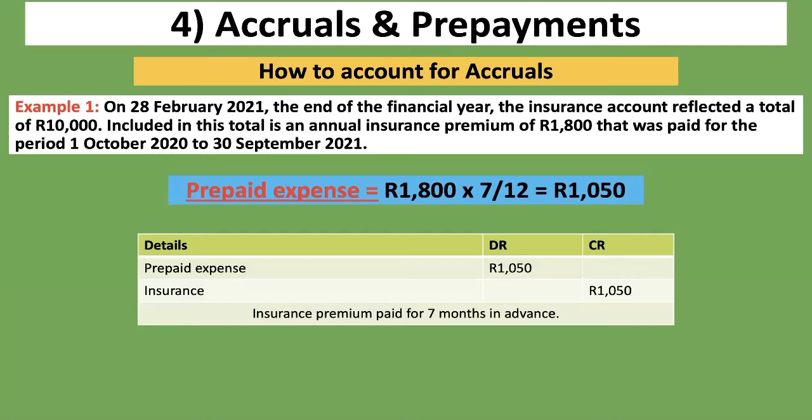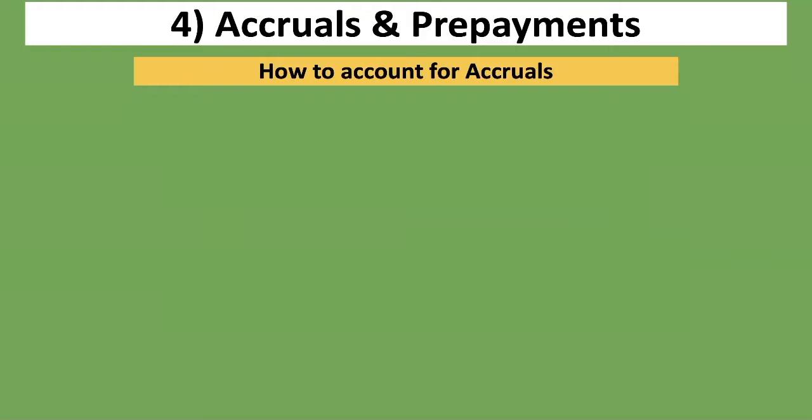I hope it's made sense. Firstly, we have to look at the dates and see for how many months we've paid for in advance, and you also look at the information to be able to determine what it is. Let's look at the second example.